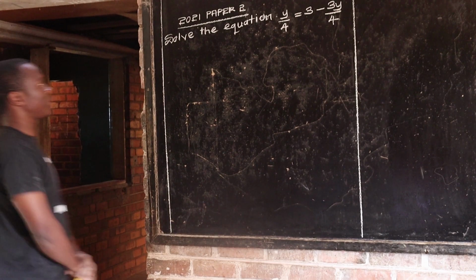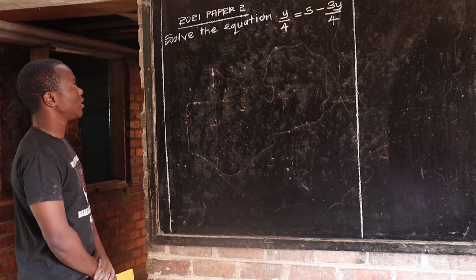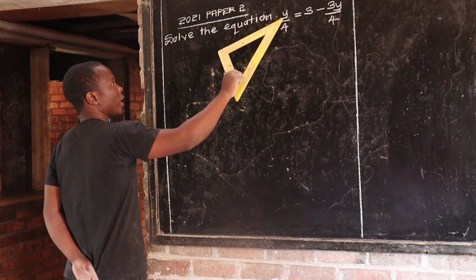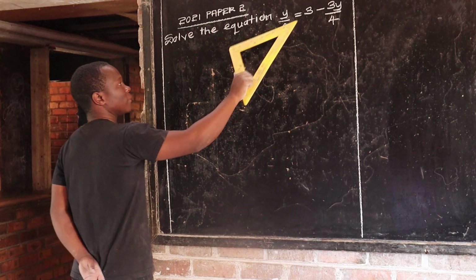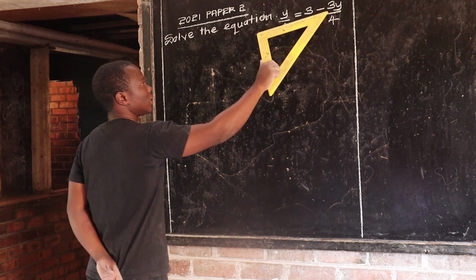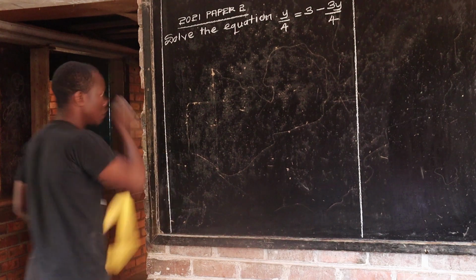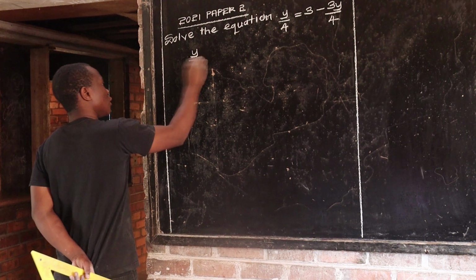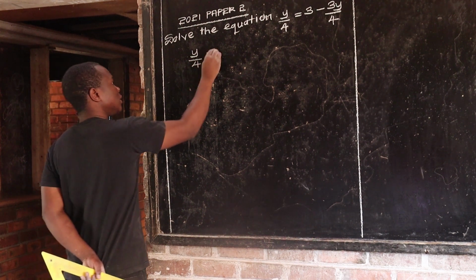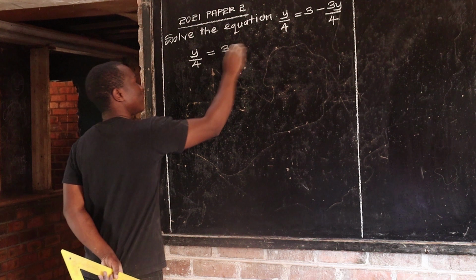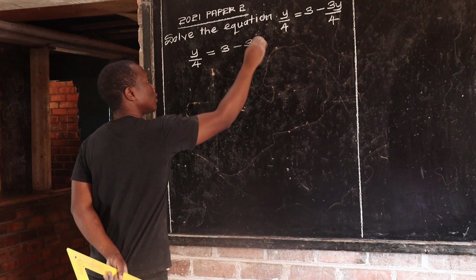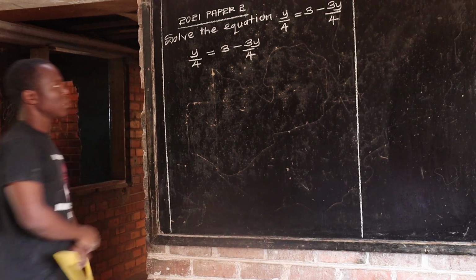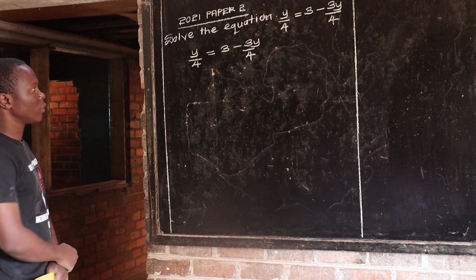At 2021 paper 2, I've been given this equation which is saying, solve the equation y over 4 is equal to 3 minus 3y over 4. So we're told to solve this equation which is given by y over 4 is equal to 3 minus 3y over 4.